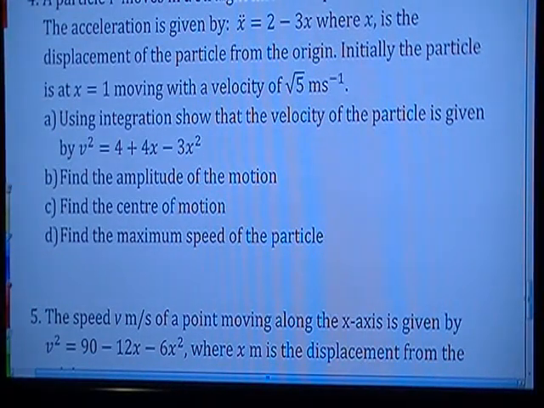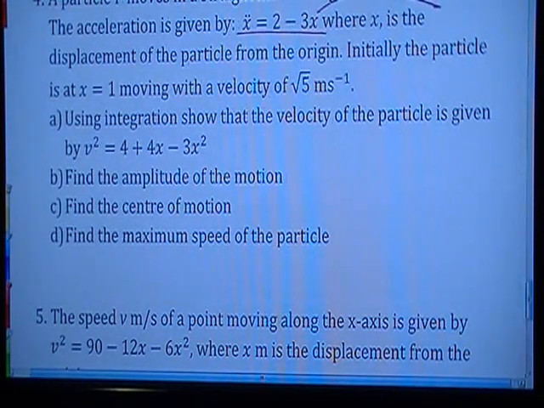To example 4 now. A particle P moves in a straight line in simple harmonic motion. So we're given simple harmonic. The acceleration is 2 minus 3x. Let's change that, guys, to our lovely form: x double dot equals minus 3, x take away 2 on 3.